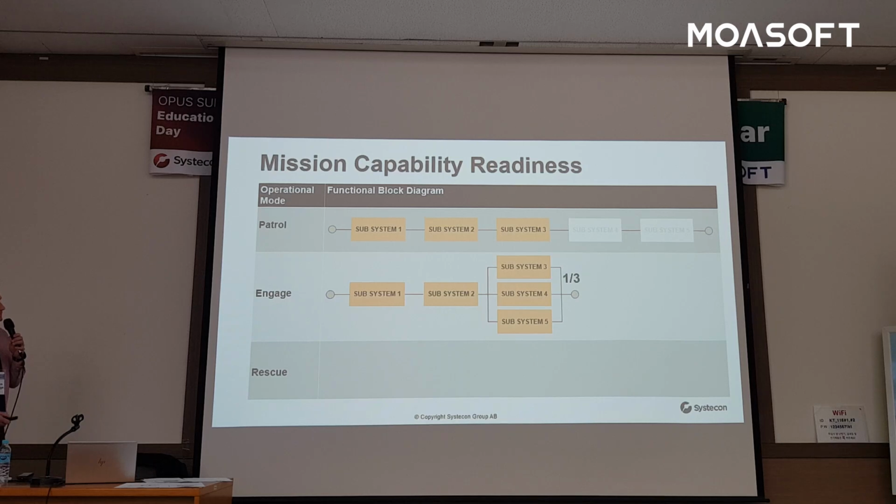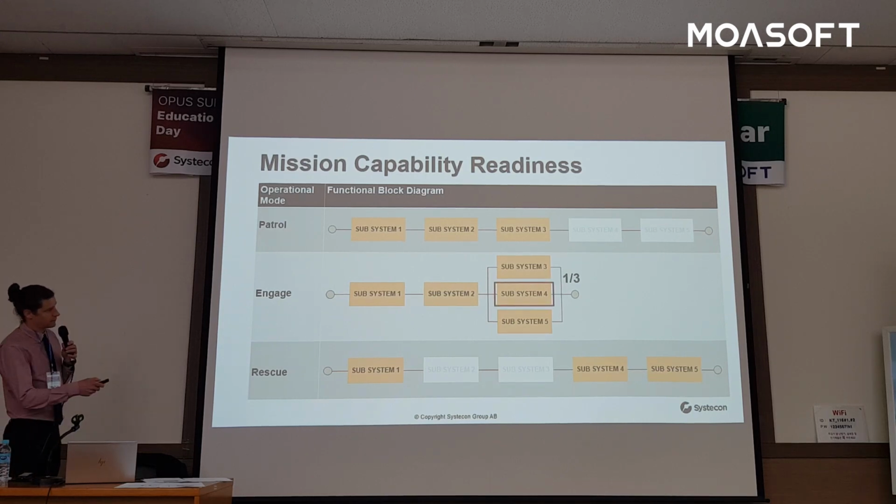But we typically talk about things that are in series. Here, all three have to work at the same time. That's a series block diagram. Or it can be a parallel one, like this. So for the engage mode, we need 1 and 2, and either of 3, 4, or 5. And for the rescue, we need 1, 4, and 5 in series here.